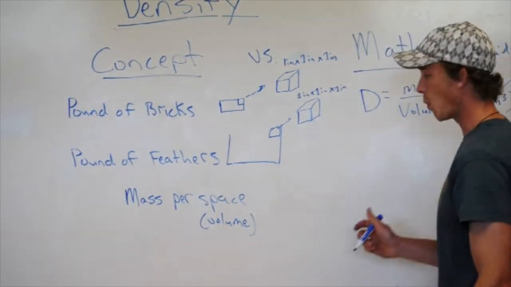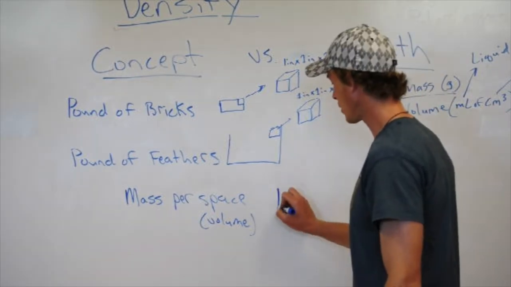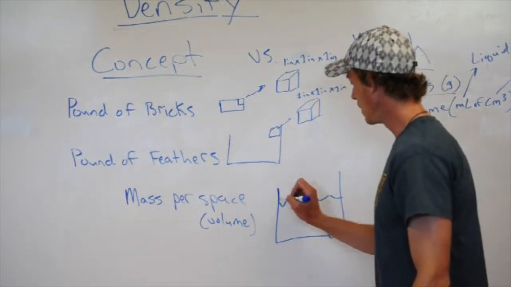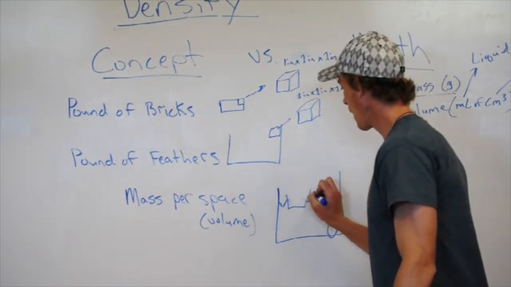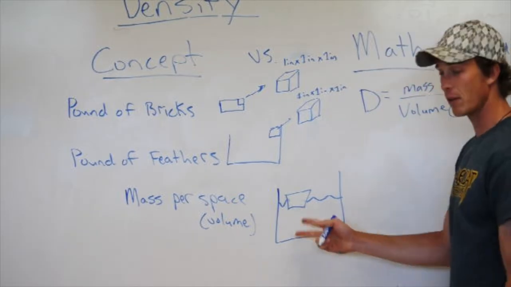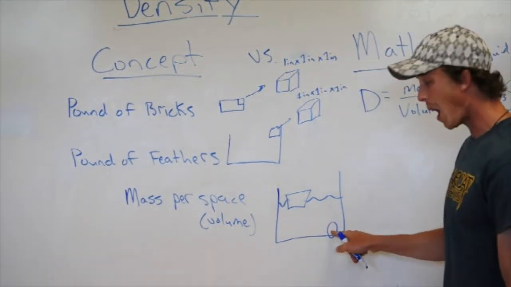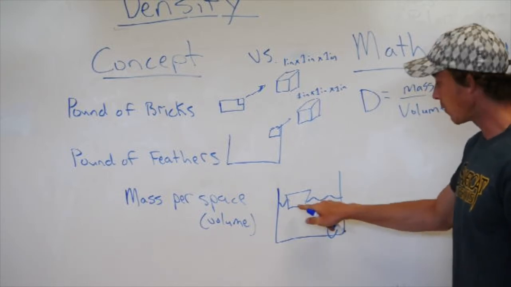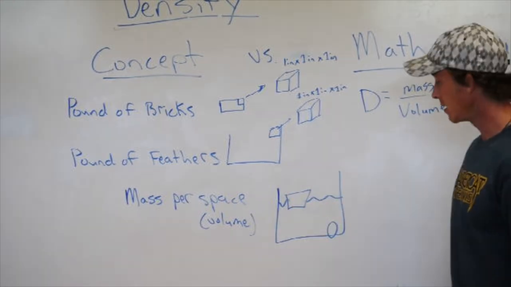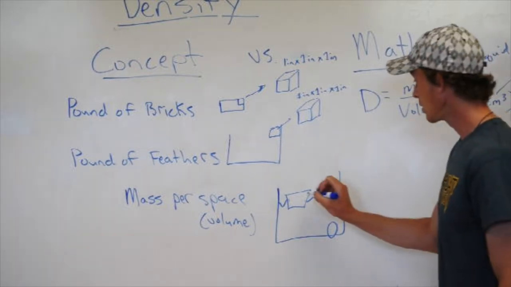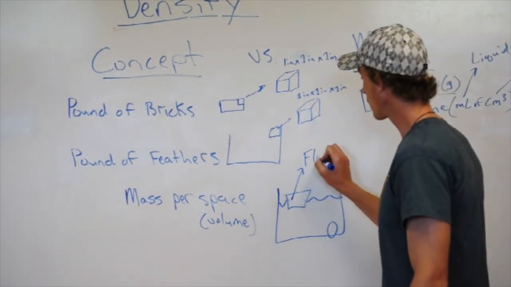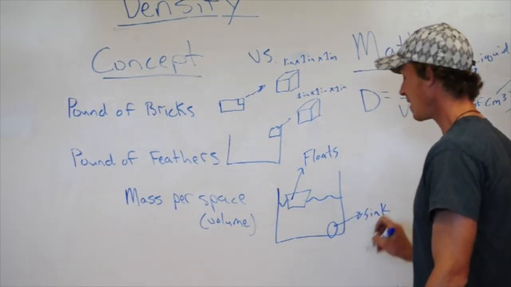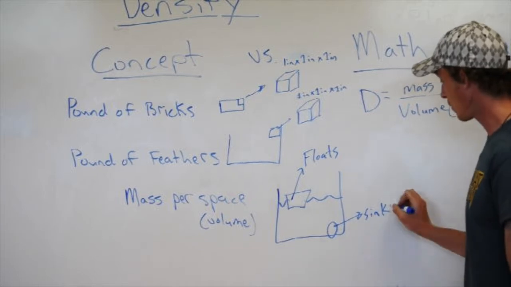So if we look at a rock at the bottom of the water, so we can just say we have a pool, right? And we have a large rock at the bottom, but then we have a boat that is floating at the top of the water, the pool or whatever. So this rock must have a higher density than the water versus the boat has less density because it floats. So floating and sinking is related to the density of what it is, okay?